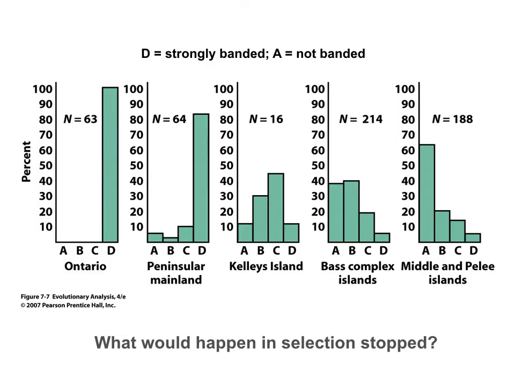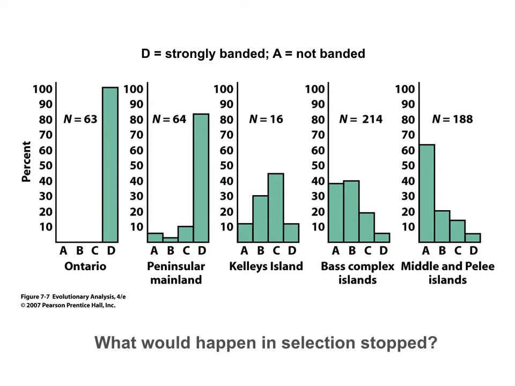So these are the data that King and Lawson collected. As you can see there on the left, on the peninsular mainland in Ohio, and then in Ontario, they're almost exclusively banded. And then the three different complexes of islands: Kelly's Island, Bass Complex of Islands, and then the Middle and Pelee Islands, I guess is the way that you say that. You see that you don't get that same distribution. Yes, you do get banded and intermediate ones. But if you look at the A category, which is completely not banded, you see that especially in the Middle and Pelee Islands, you get a higher frequency. That is the most frequent type of snake.